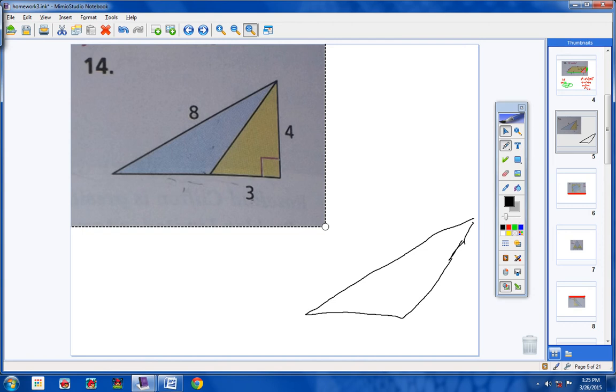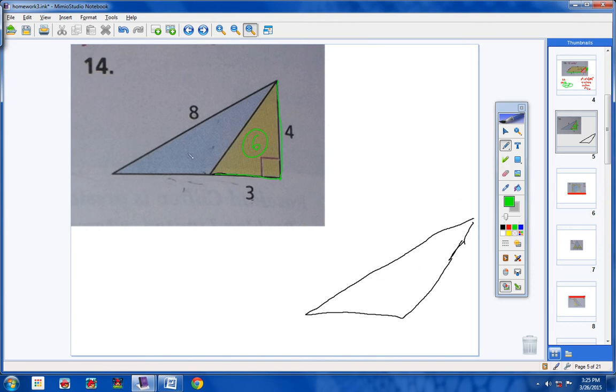Well, students, as I study this problem, I think it'd be easier to find the area of the yellow triangle first. Would it not? Here's your base. Here's your height. So the yellow triangle is going to be 6 because you have 1/2 times the base times the height. And that's going to give you 6. So that's easy enough. 6 square units. Okay, now let's move on to the blue triangle.